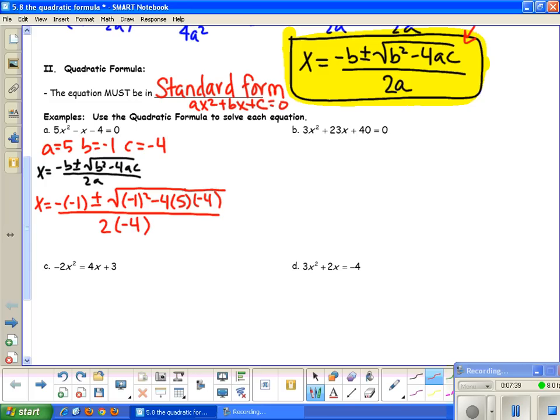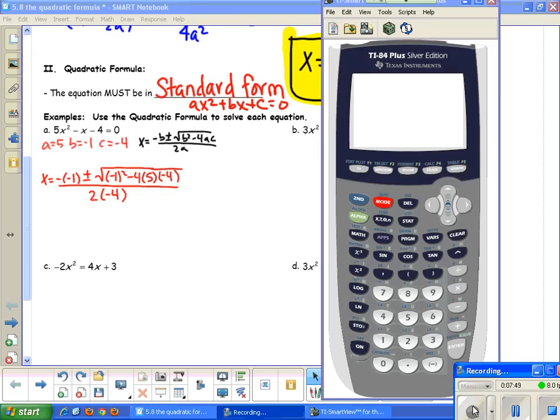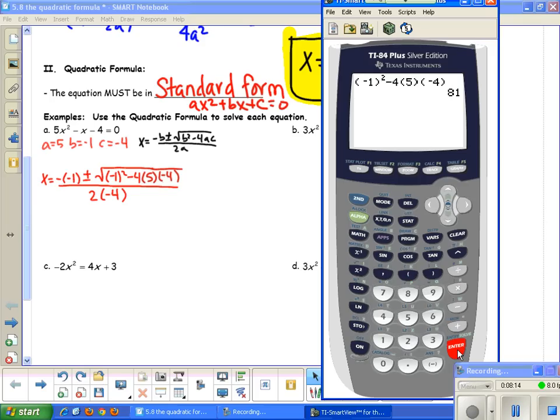So now I want to evaluate this. Usually the way that I evaluate this is I do the radical, what's underneath that, first, and then I'm going to simplify it. Okay, so this is how I would plug it into my calculator. I'm going to do what's underneath the radical first. I do it without the root, and then I put the root back in. So (-1) squared minus 4 times 5 times -4, enter, and I get 81.